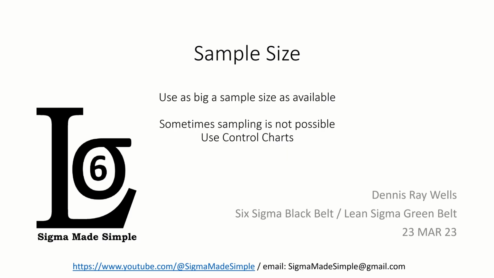So sampling is a reasonable representation of the population used to speed up the process of identifying changes in your processes. You use as big a sample size as you can afford, as far as cost of time and money goes. And sampling is not always possible, so you might want to look at control charts. That's the control phase of the DMAIC process. If you're unfamiliar with that, I suggest you go back to the earlier videos and start watching from the first one all the way through.